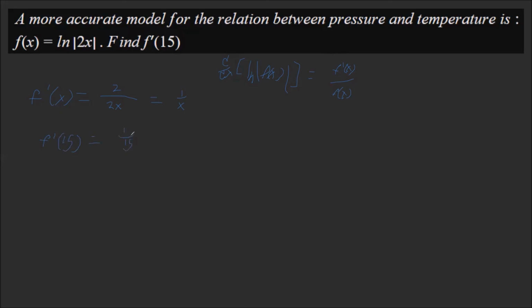Now this is not at all close to the value found in the last question, and that's fine, because not all of the equations in calculus are practical or reasonable or logical. But anyways, using this more accurate model, we found that the instantaneous rate of change of the relationship between pressure and temperature at the PSI of 15 is 1/15.